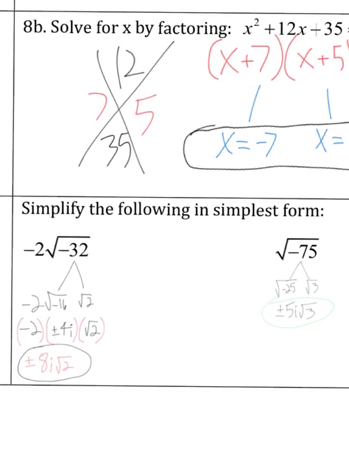And the last one, solve, write the answer in simplest form. Okay, so -32, how can I simplify that? Well, -32 is -16 times 2. The square root of -16 is plus or minus 4i. The square root of 2 would stay as is. And then I can multiply these two. -2 times plus or minus 4i would become plus or minus 8i, with the square root of 2 next to it.